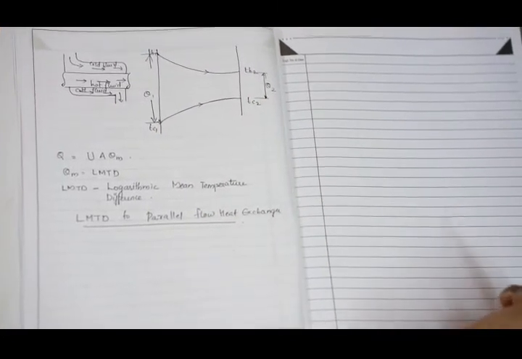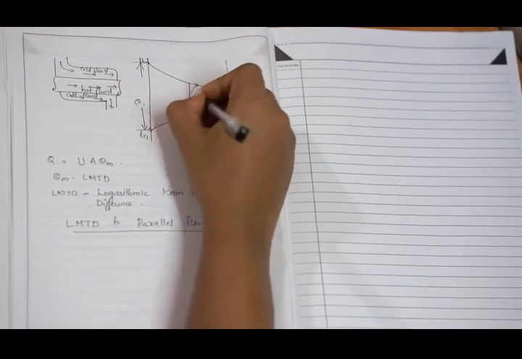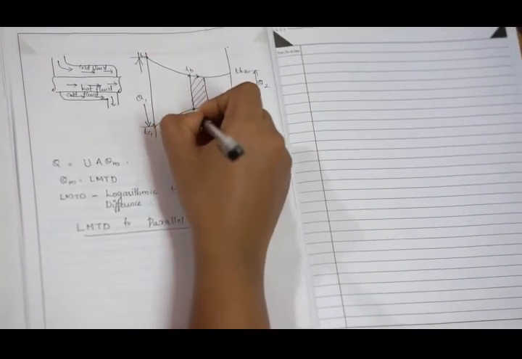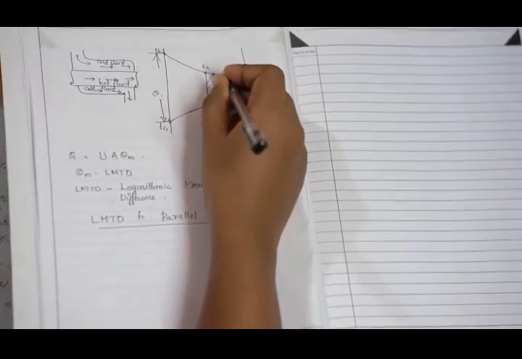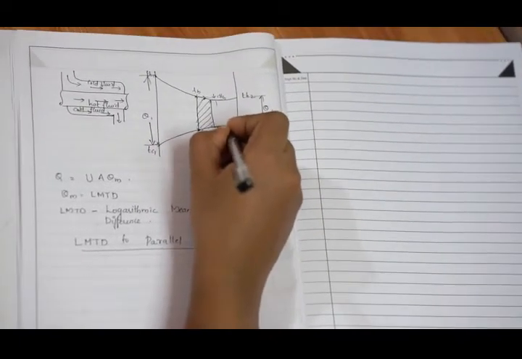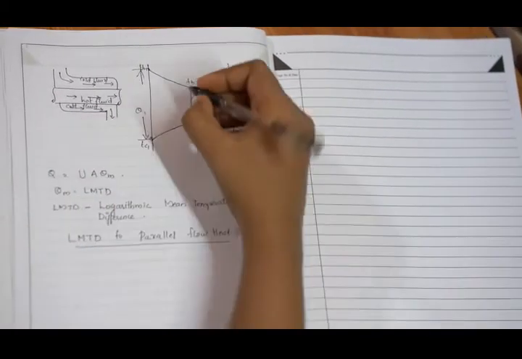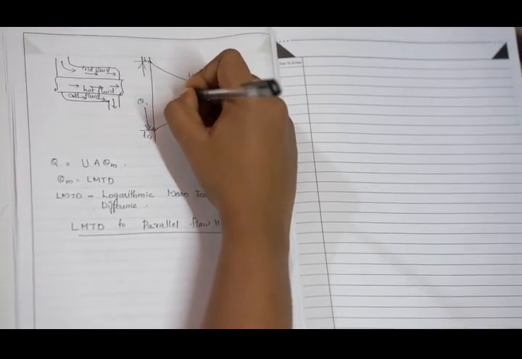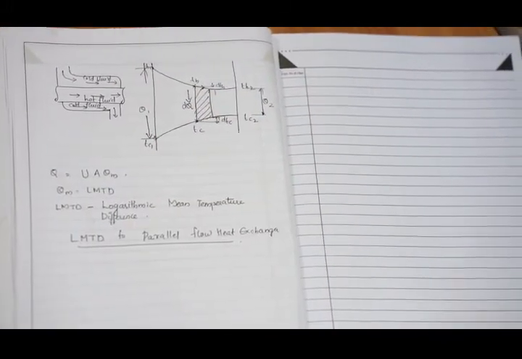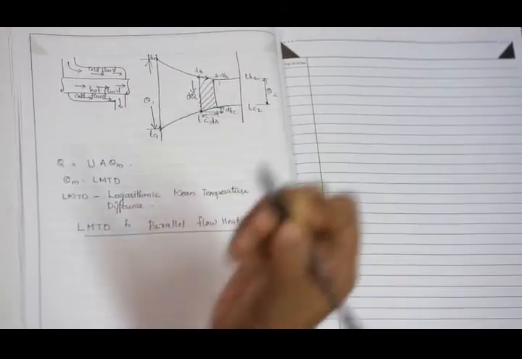Now we are going to consider a strip. We are selecting a strip here. The temperature of the hot fluid in the strip is TH and the cold fluid is TC, and the changes are termed dTH and dTC. Heat is transferred from the hot fluid to the cold fluid. In the strip, dq heat is transferred from the hot fluid to the cold fluid, and the area in the strip is dA.